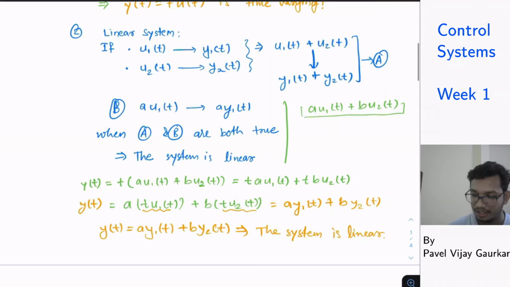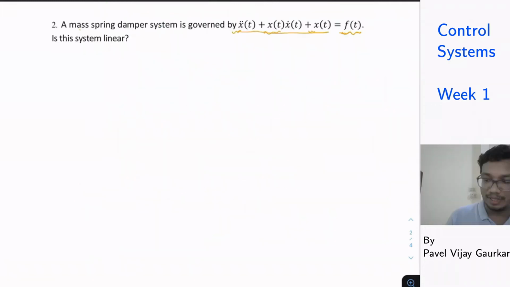Sorry for my interruptions. Spring mass damper system is governed by this equation. We have to check whether this is linear or not. So the f of t is the input term and x of t is the output term. Let us try to go by the same argument.